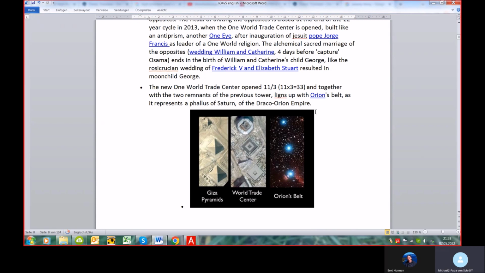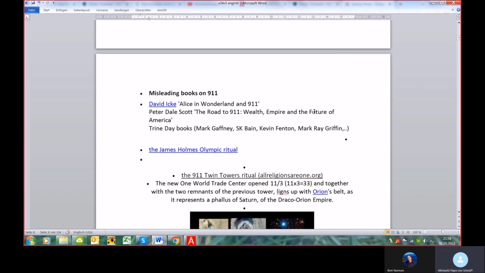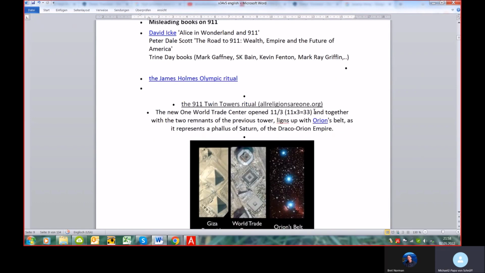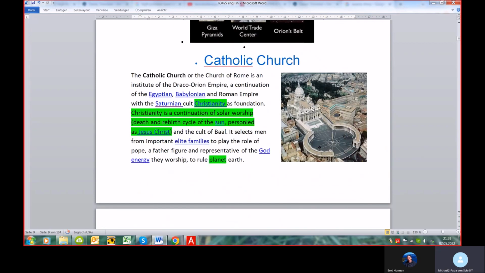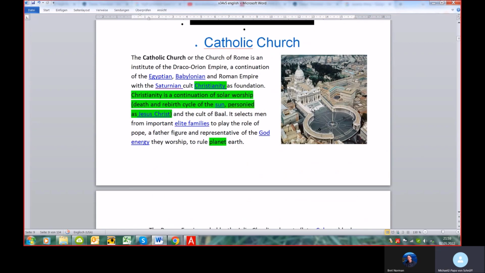And what kind of a country is the United States of America? It has been founded officially by Freemasons. Of course, Freemasons is also a cover, but I don't care. That's the problem here, that I cannot recommend any website because the websites are mixing everything up, because they say that, yes, the religion is all the same. Christianity is a continuation of solar worship.